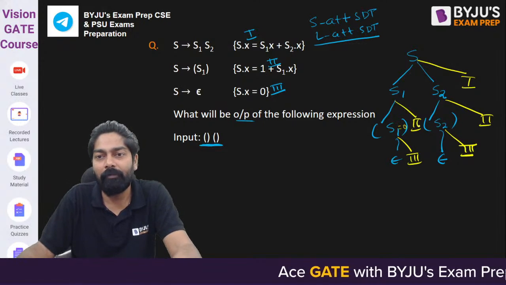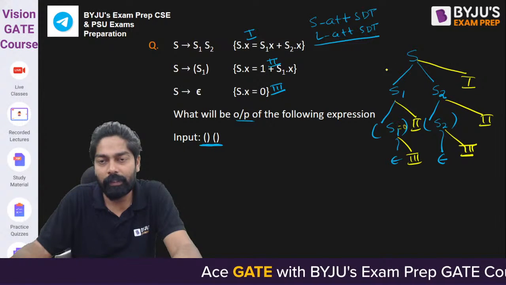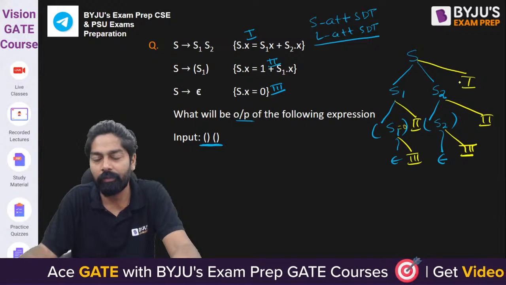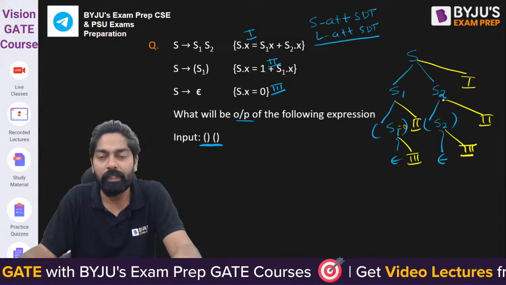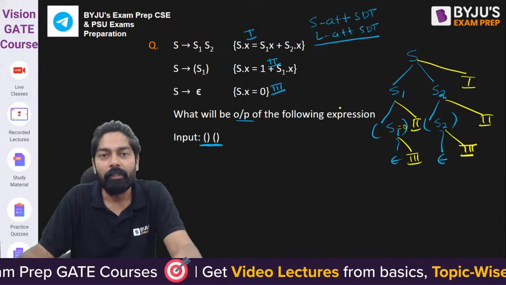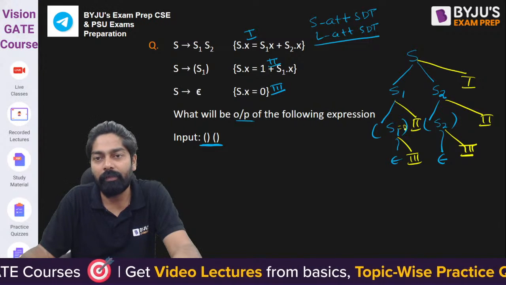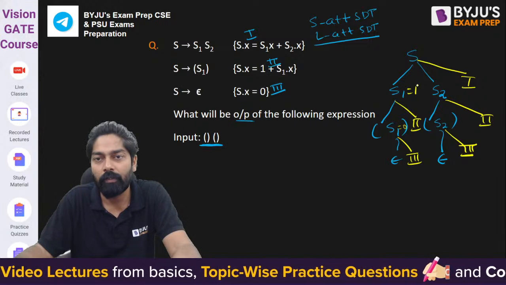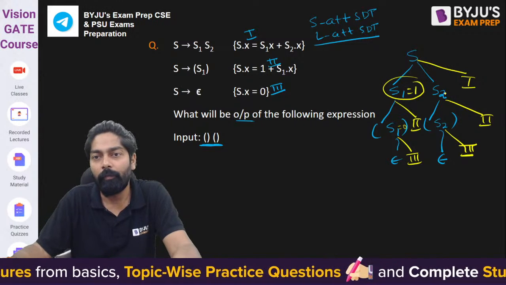The second one is nothing but, see, just depth-first, scan left to right. Okay. Are you getting my point? Third, second, first. This is the order, my dear friend. So the second one is nothing but 1 plus S1.x. What is S1.x? 0. So 1 plus 0 is nothing but 1. So it will store 1 here.